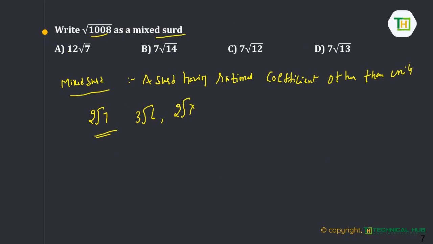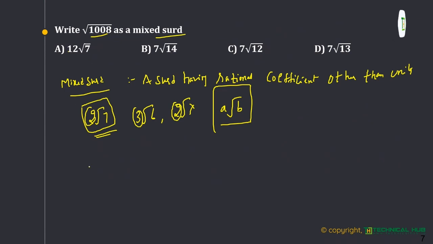So before the root, you have to find some rational number. Rational number means fractions are also possible. Whenever a number is in this form, it is called a mixed surd. For the best example, a root b, this one is also a mixed surd. So you have to convert 1008 into a mixed surd. Yes, convert that one.